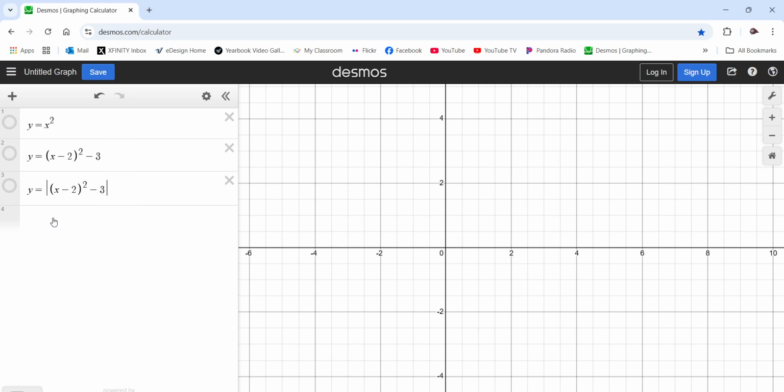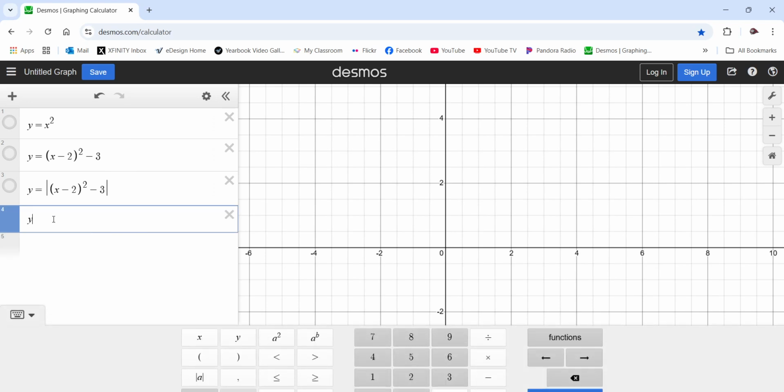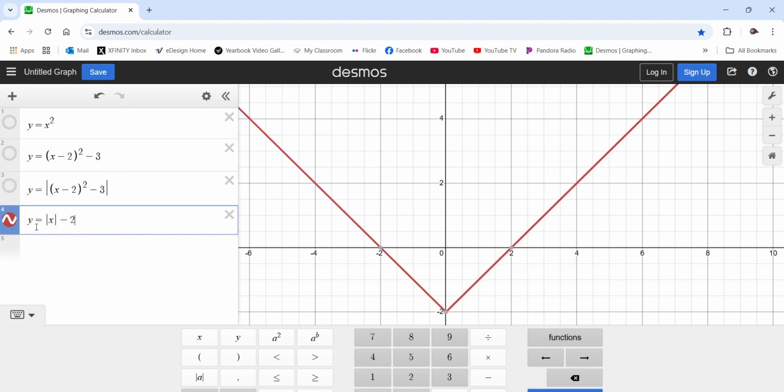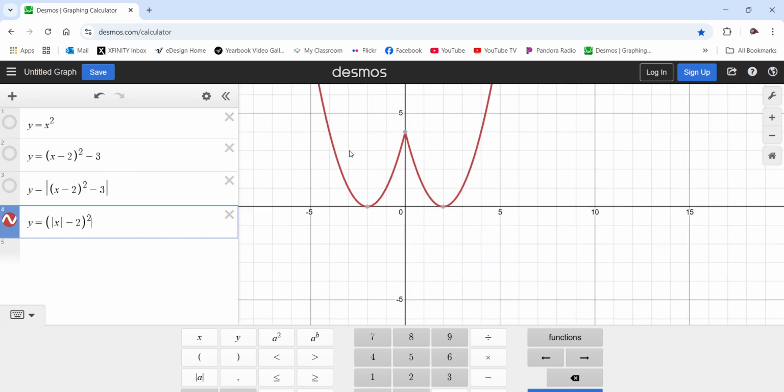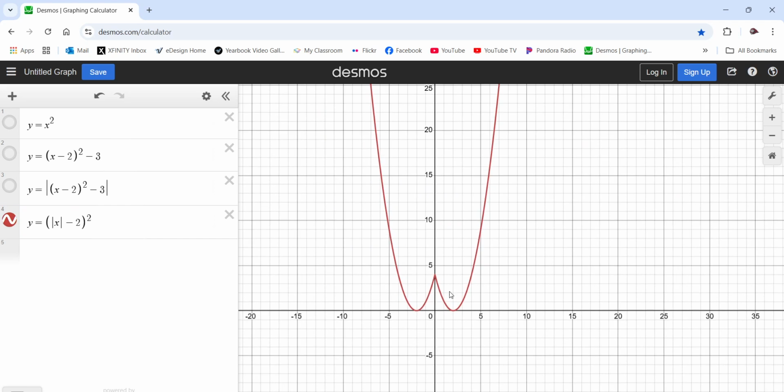This one's still absolute value, but we're not going to do absolute value of the whole thing. This is absolute value of x. All right, you know what that looks like, but what we're going to do is put a squared in here. Oops, I need parentheses around this, and then we're going to square it. Check this one out. Okay, this looks kind of like a W. All right, what's happening here?